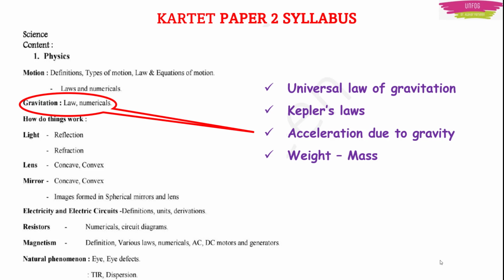I have kept the GPSTR syllabus in my mind for gravitation, but I am not doing all that syllabus here. I have picked a few topics based on gravitation, like universal law of gravitation, few aspects of Kepler's law, though I will not go into much depth. Then the concept of acceleration due to gravity and the concept of weight and mass. According to me, at least this much we should prepare for the gravitation chapter for Karnataka TET paper 2. So let us start.